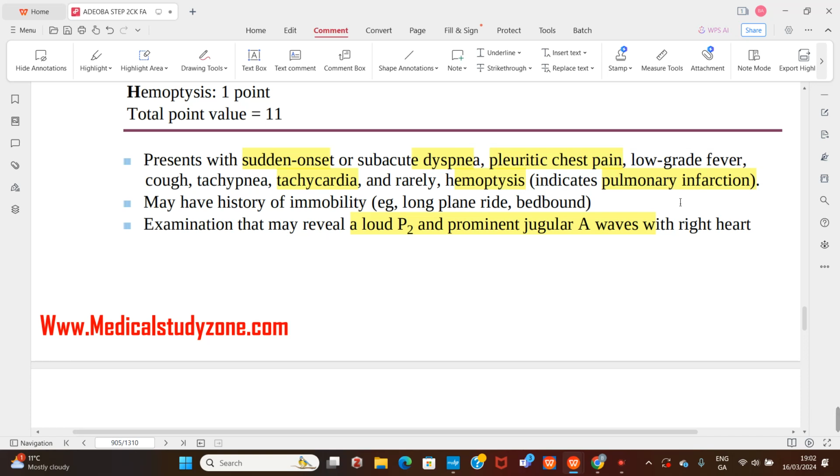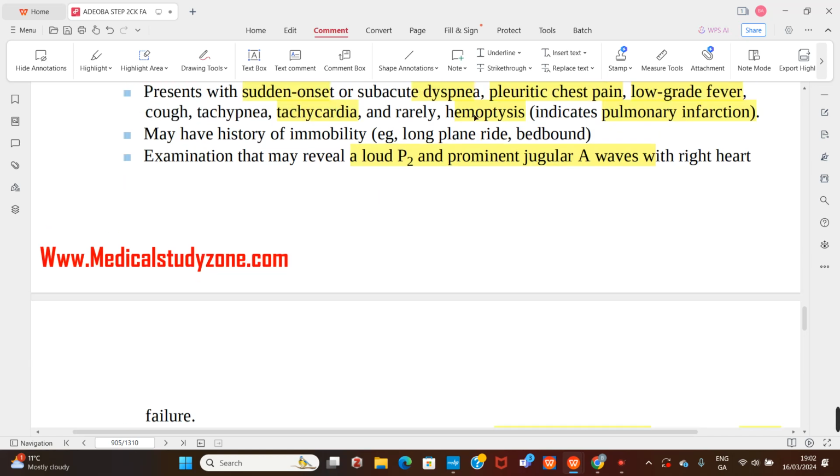So don't forget the commonest presentation: sudden onset dyspnea, that's it, with your pleuritic chest pain. Don't be carried away by the fever. Don't say, fever did this thing, it can't be PE. Please. They can have low-grade fever because of the shared inflammation. They can have cough too, tachypnea, tachycardia. So the symptoms you need to look out for very well: sudden onset dyspnea, chest pain, tachypnea, tachycardia. Those are the things.